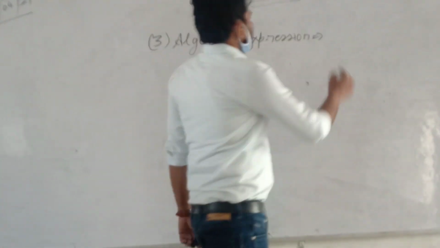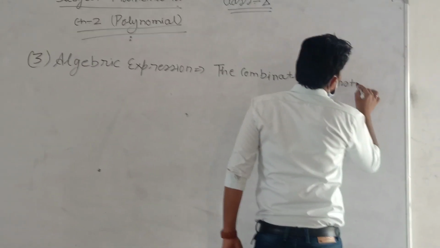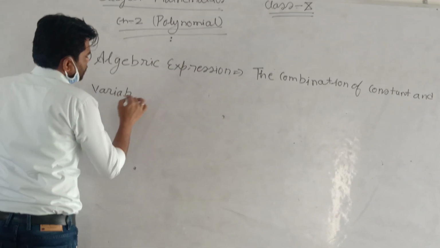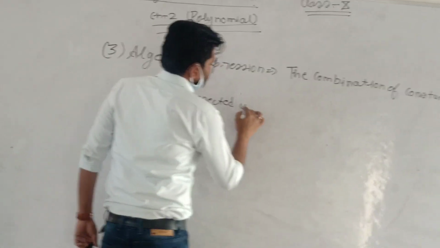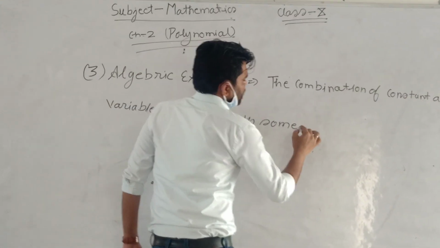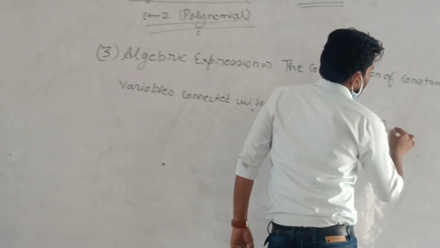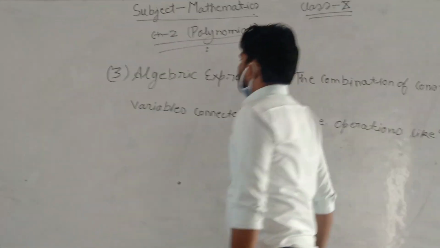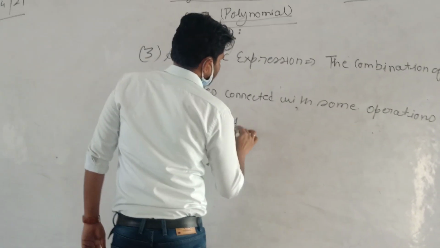The combination of constant and variables connected with some operations like plus or minus is known as algebraic expression.